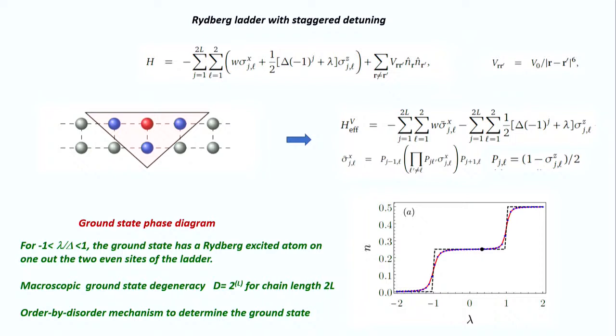Because if you create 1 excitation on one of these even sites, you cannot create an excitation on the site immediately below. That's the constraint. So this means that there is a macroscopic ground state degeneracy, because if you have 12 sites on each chain, you are going to have a 2 to the power L degeneracy. So your classical ground state has a macroscopic degeneracy, which is only lifted by order by disorder, that is, quantum fluctuations, which should come from this W stuff.